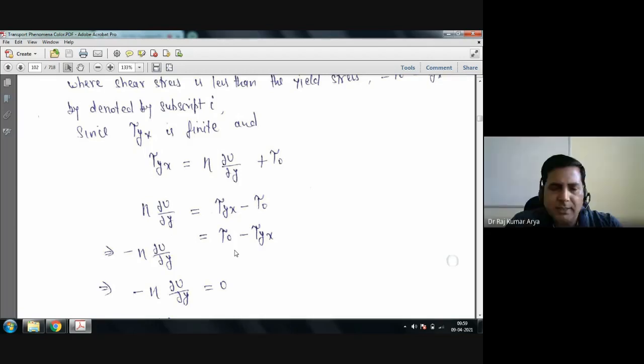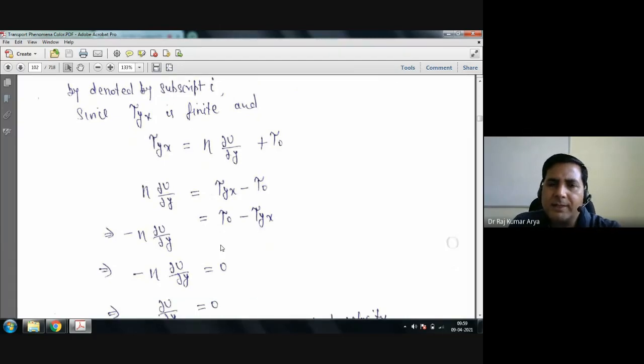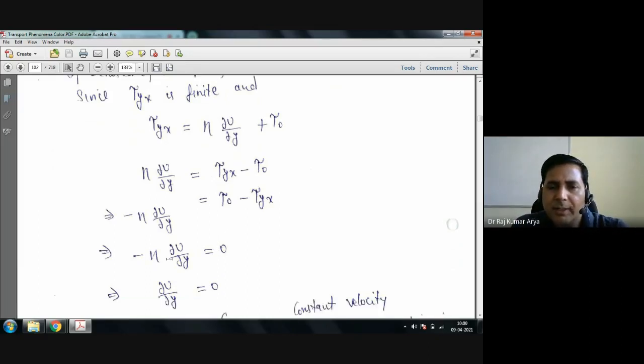So the final thing: minus is not possible because you should have some finite value. So that minus thing would also be treated as 0. So you are putting eta del u upon del y equal to 0. It cannot be less than 0.